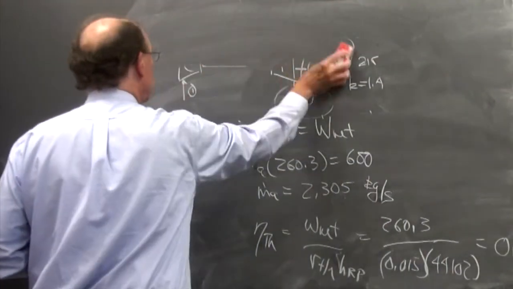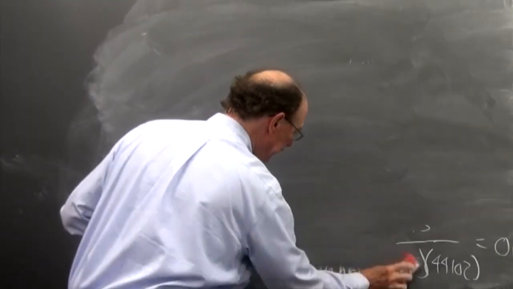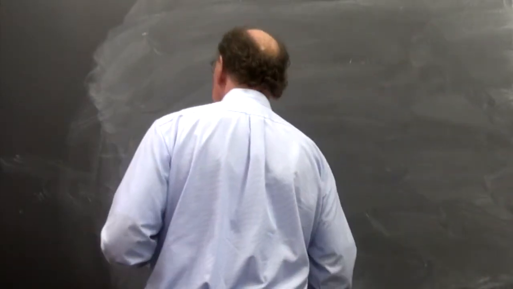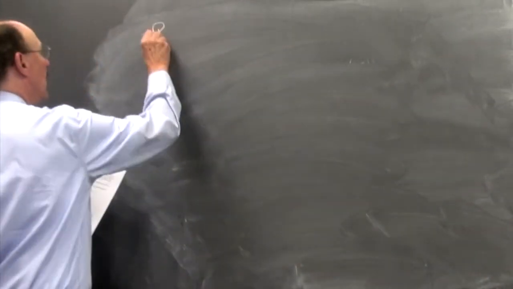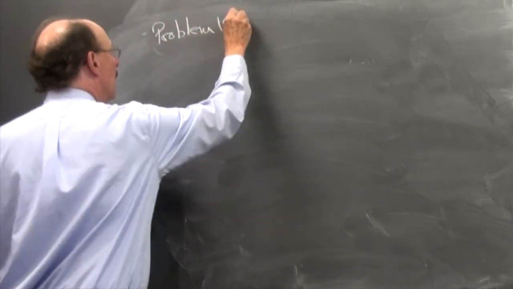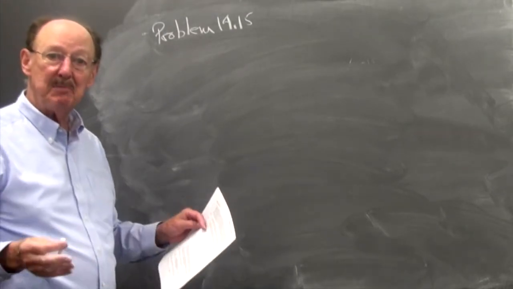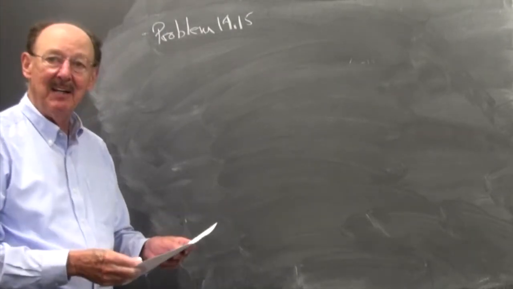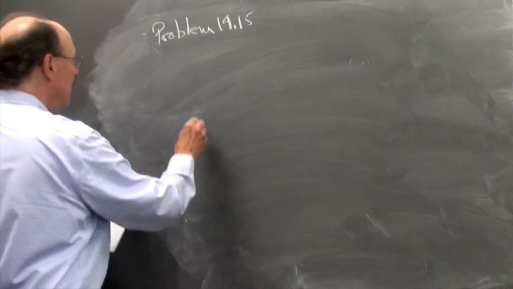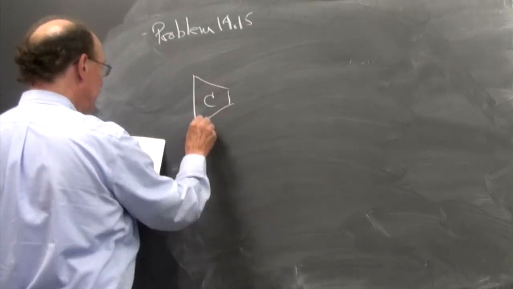So now we're going to look at problem 1415. This is a problem at the end of the chapter. It's a homework problem you don't have to do because I'm doing it here. But again, look at it so that you see what's going on. So anyway, I'm going to just draw the compressor. I'll provide the information that's here.